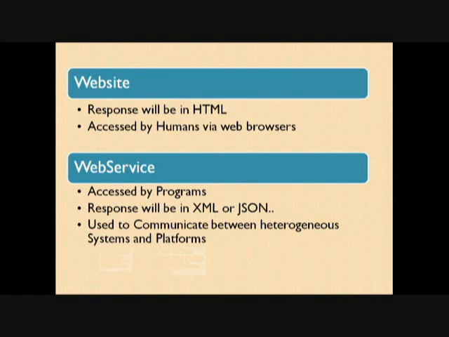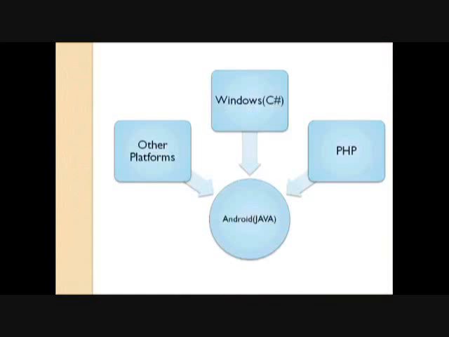So here XML and JSON are the message formats between sender and requester. Basically, web services are used to communicate between heterogeneous systems. For example, if you have an Android app and you want to communicate with other platforms like PHP websites or a Windows app, you respond with JSON format or XML format. That's how communication is done between two platforms via web service.